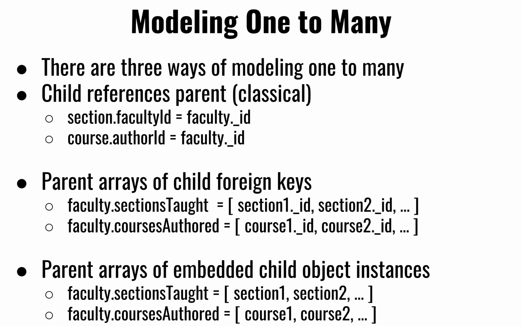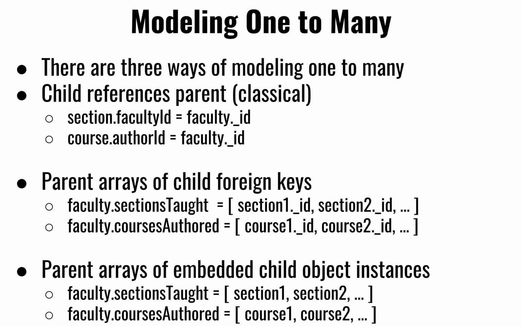So the classical way to implement it is that the child section points to the faculty, or the course points to the faculty that they belong to. You can use one or another. You can say faculty, the sections that they taught, and faculty, the courses that they authored. You would point to the sections they're teaching, or the courses they've authored, and you have an additional choice. Not that this would make any sense, but you have this choice.